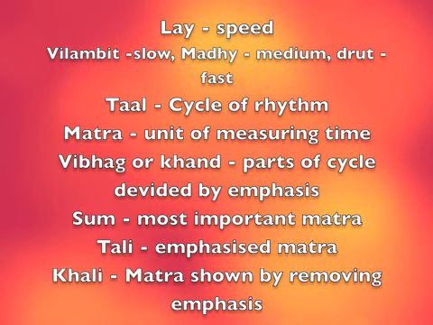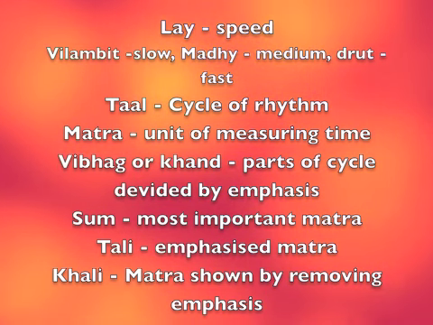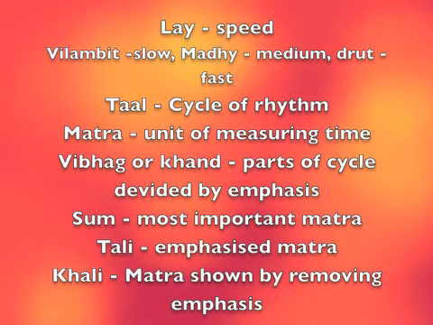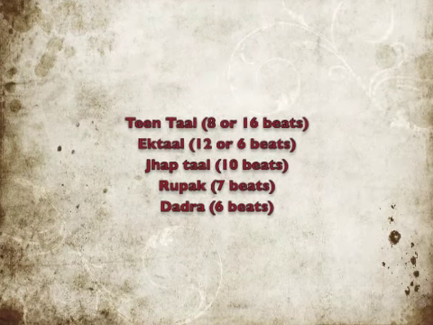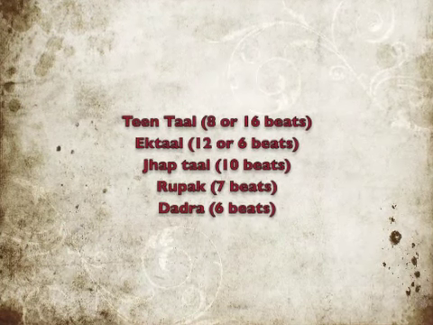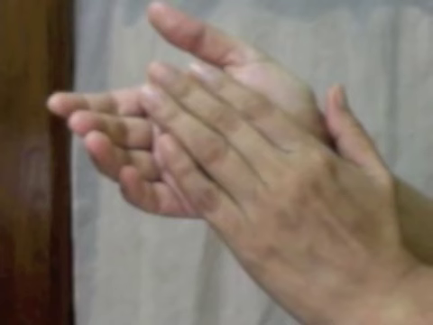A taal is usually started in thai lay, which is the basic lay of any song. When you double the speed, it is called dugun. The taal from first sam to the next sam goes on repeating cyclically, and this cycle is called avartan. We will now consider some taals. First is teen taal.